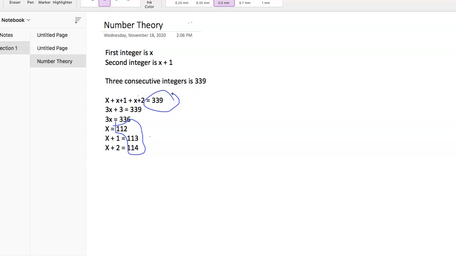I'm not sure which one will be faster for you. It kind of just depends on your comfort level with this type of algebra, but you'll get the right answer either way. This is the math way to do it. Guess and check, I'm fine with. It probably will work out just as well.